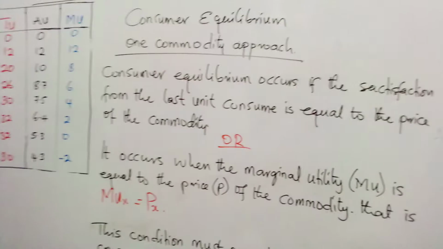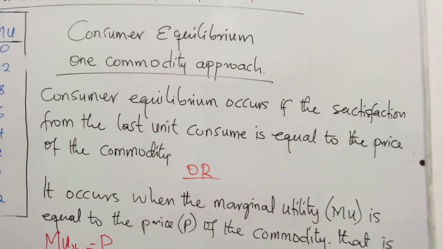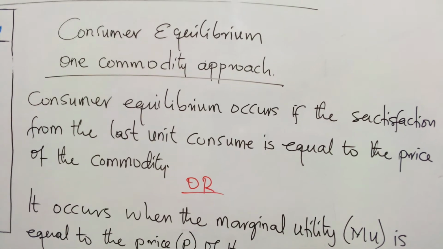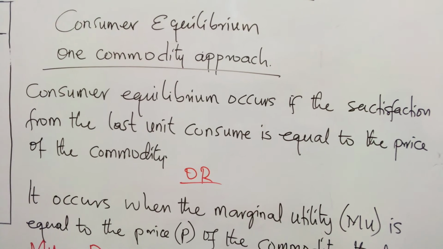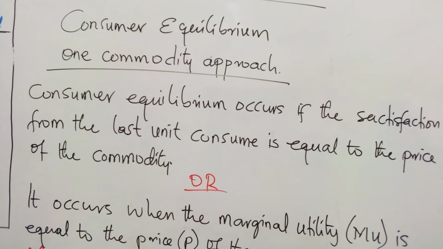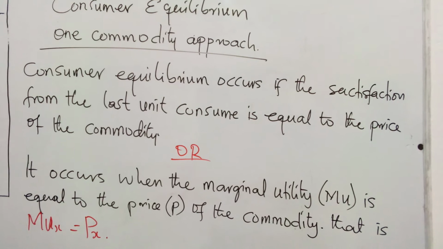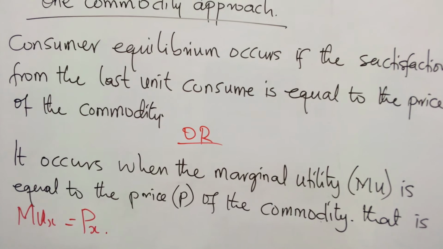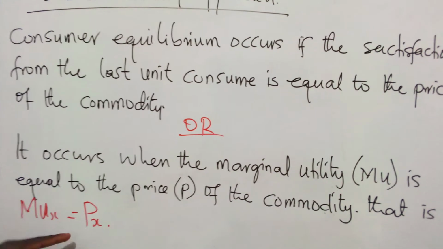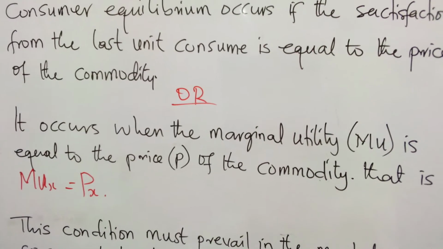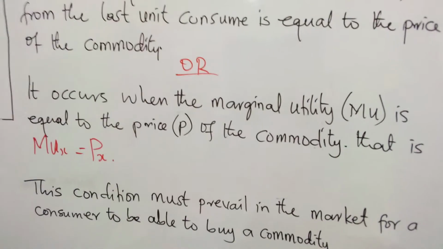Is that clear? So let's look at the definition of consumer equilibrium. Consumer equilibrium occurs if the satisfaction derived from the last unit consumed is equal to the price of the commodity. Or in simple terms, we can say consumer equilibrium occurs when the marginal utility is equal to the price of the commodity. That is, MU of X equals price of X. The X represents the commodity under consideration. Is that clear?